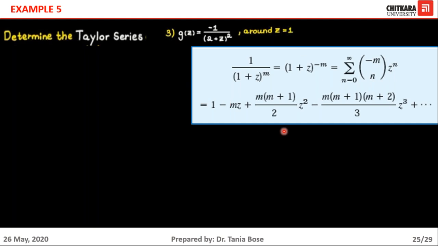What is the symbol? The symbol is simply minus m choose n, z to the power n. So now with the help of this expansion, let us see how to get the Taylor series. So this is our function, minus 1 upon 2 plus z whole square. First of all, the center of this Taylor series is z equal to 1. So here I have z, I have to make it as z minus 1.